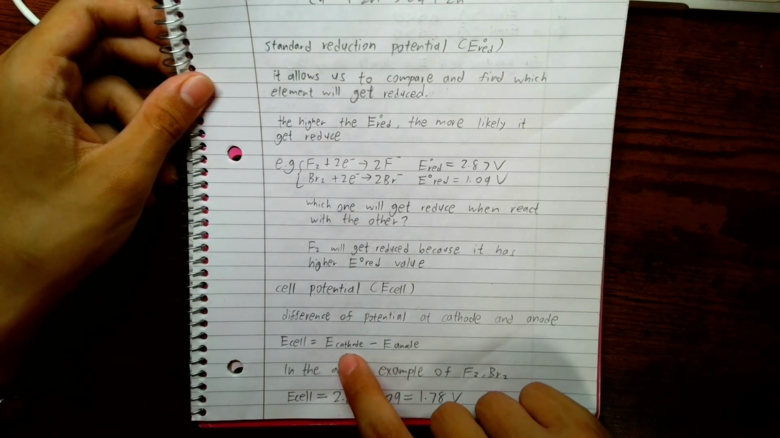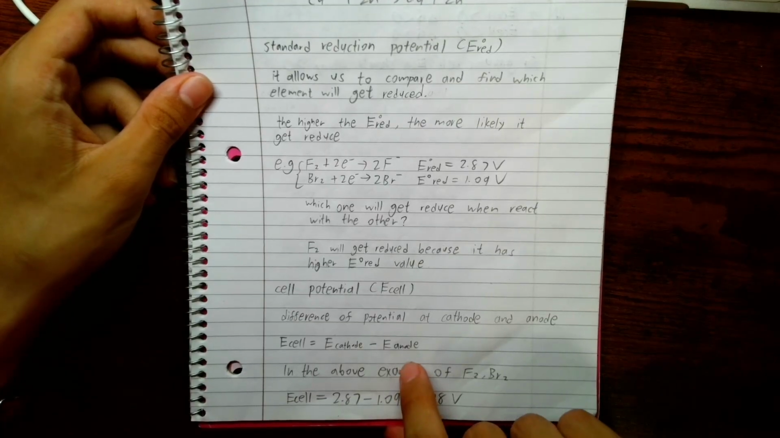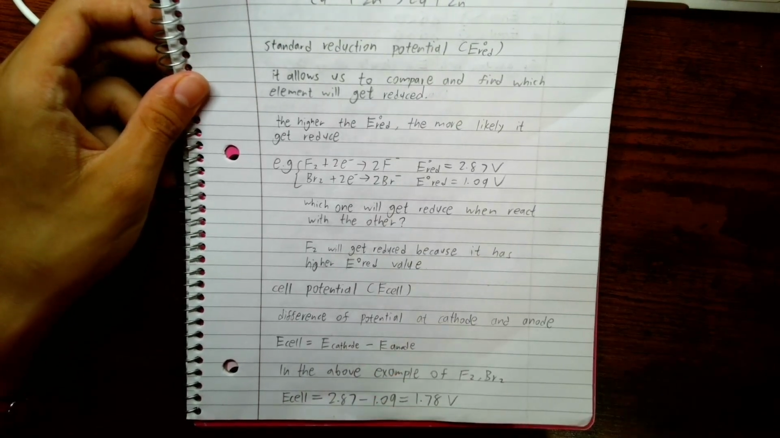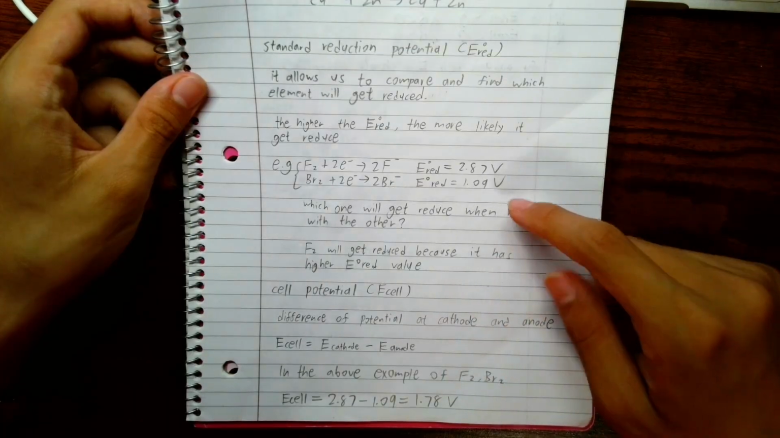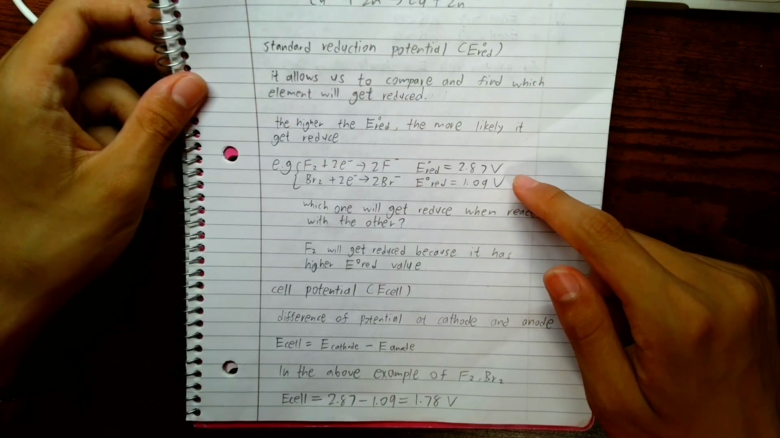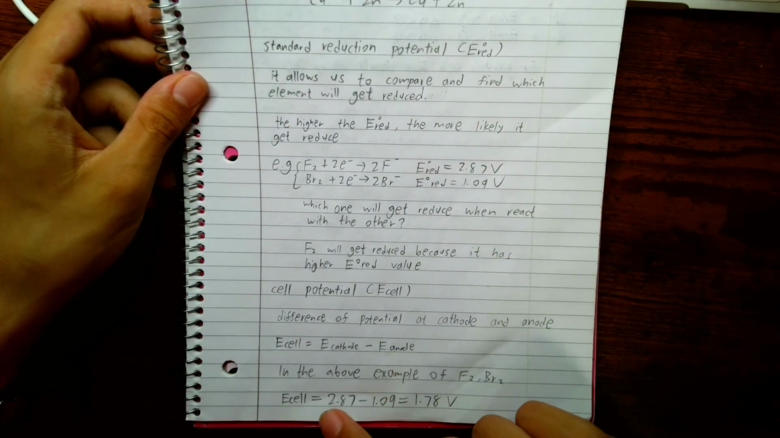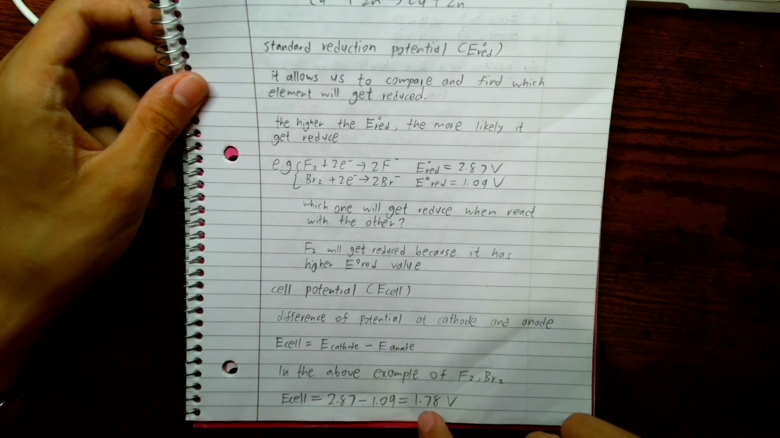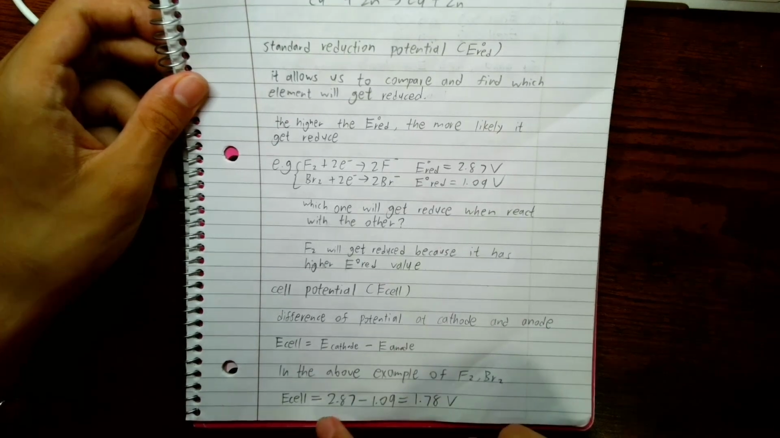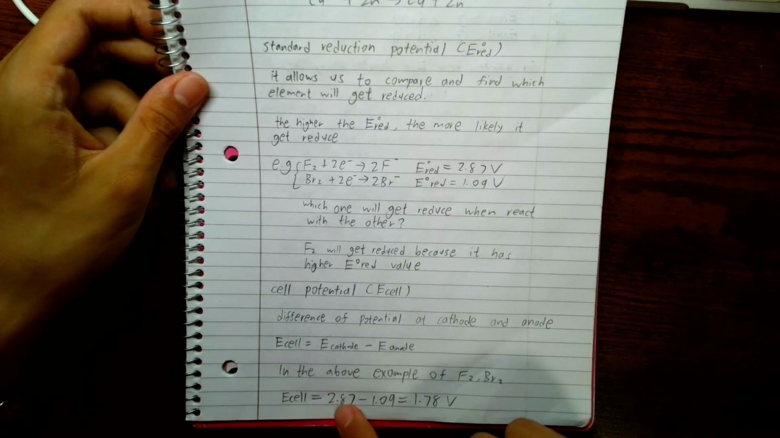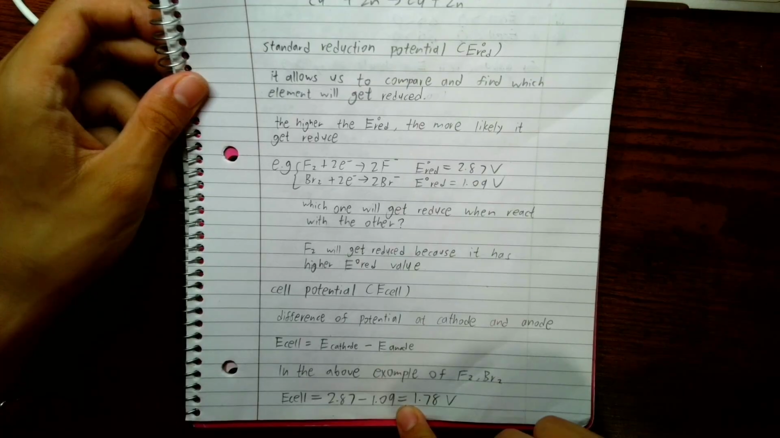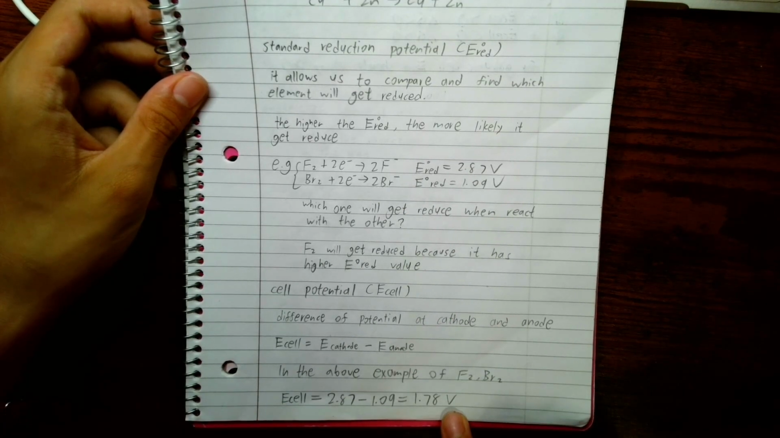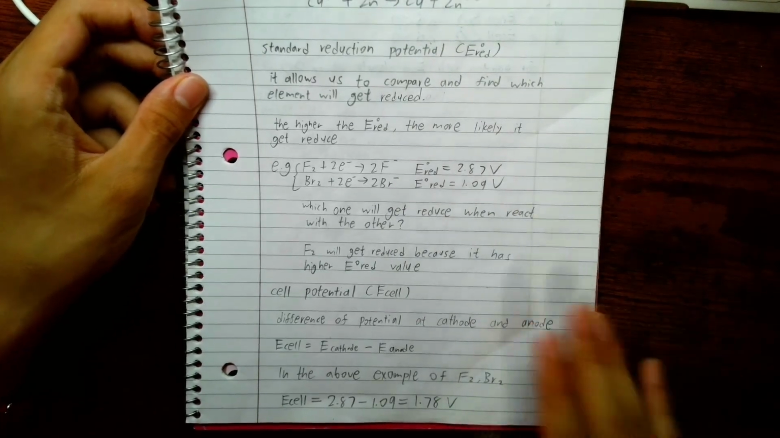The cell potential is just the difference between the two, okay? The cathode reduction potential minus the anode reduction potential. If we use the example above, then this cell is going to have a cell potential of 1.78. We take the reduction potential of the cathode and subtract the reduction potential of the anode. We get the difference. It's that simple.